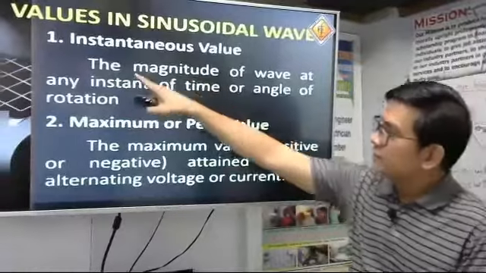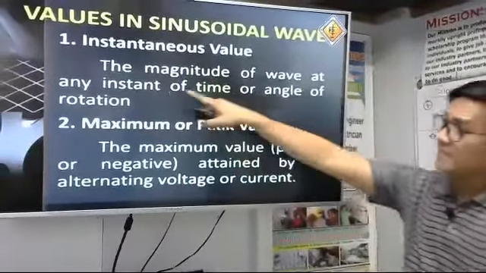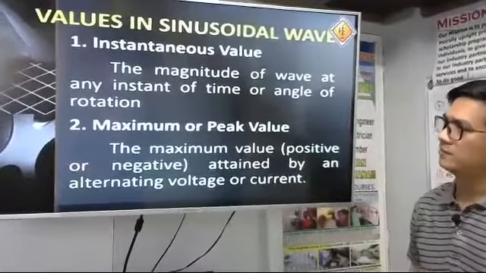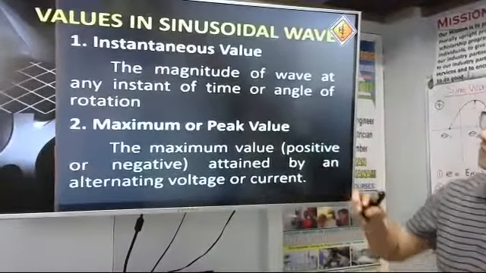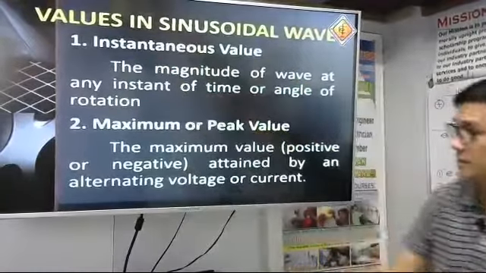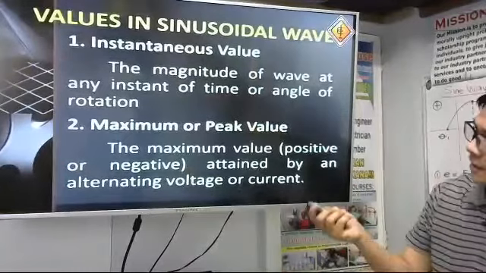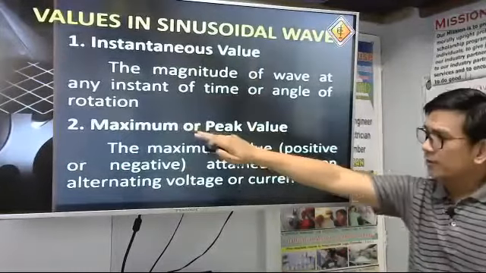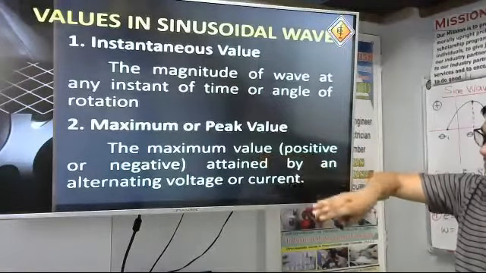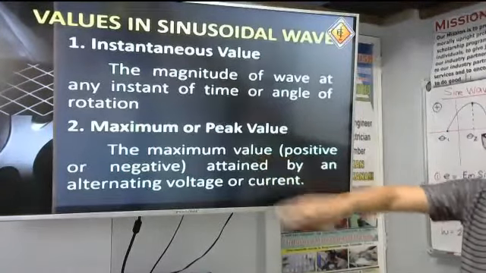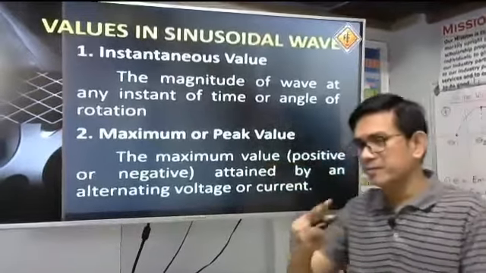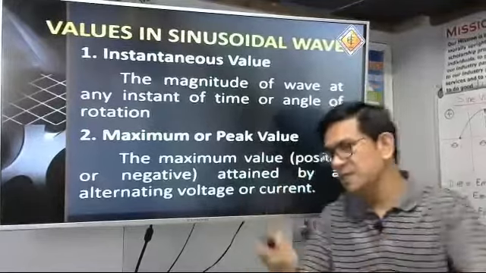Instantaneous value: the magnitude of a wave at any instant of time or angle of rotation. Of course, it is a value at any instant. Later, we are going to have some examples here. Maximum or peak value: the maximum value, positive or negative, attained by an alternating voltage or current. So we have two types of maximum. We have the positive maximum and the negative maximum.